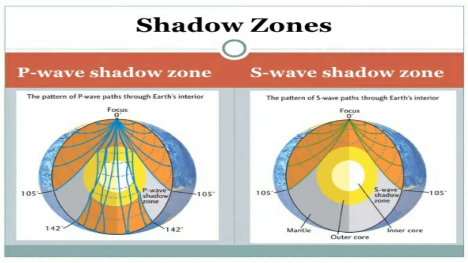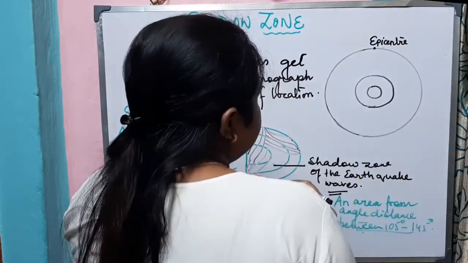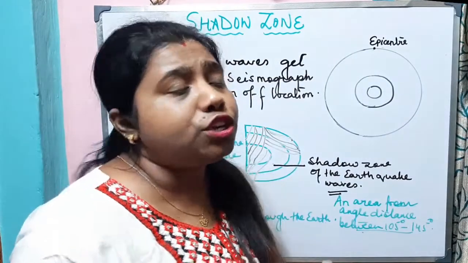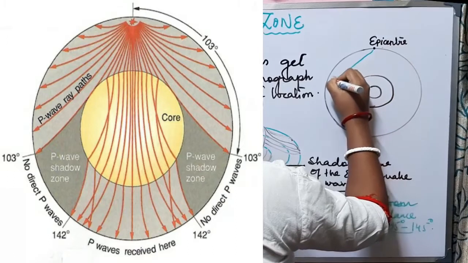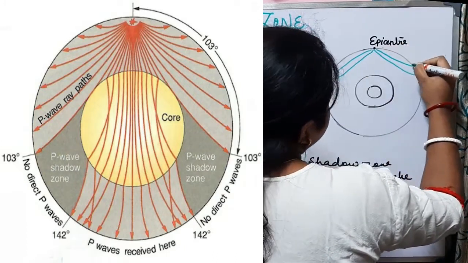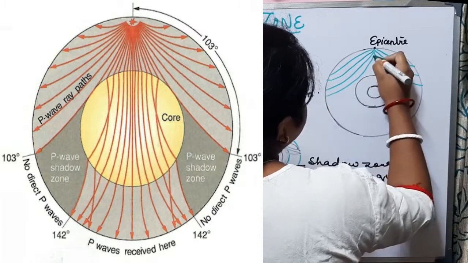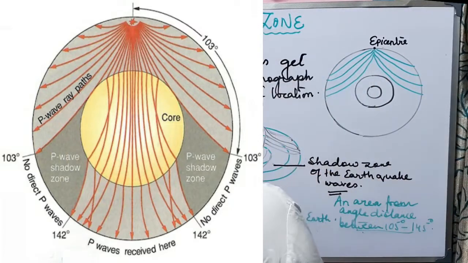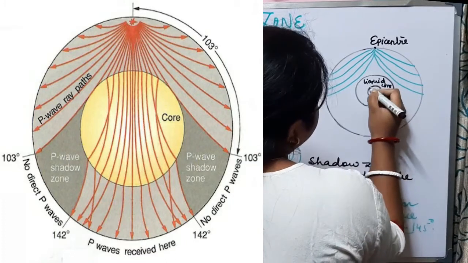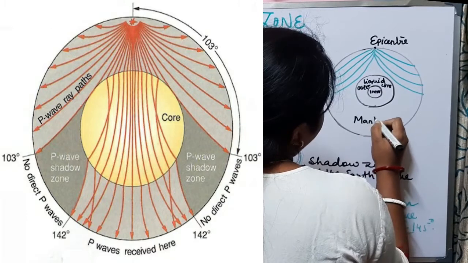I will show the P waves with the help of the green color. Here is the epicenter. Now, how do the P waves travel? The P waves travel parallel to the direction of propagation. And we know that P waves can travel through all medium. This is the crust. This is the liquid core, that means the outer core, and this is the inner core, and here is the mantle.